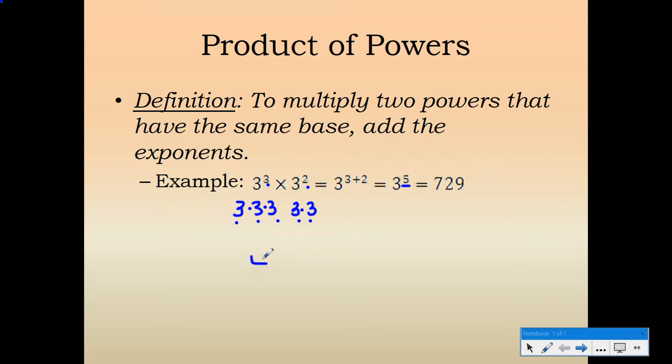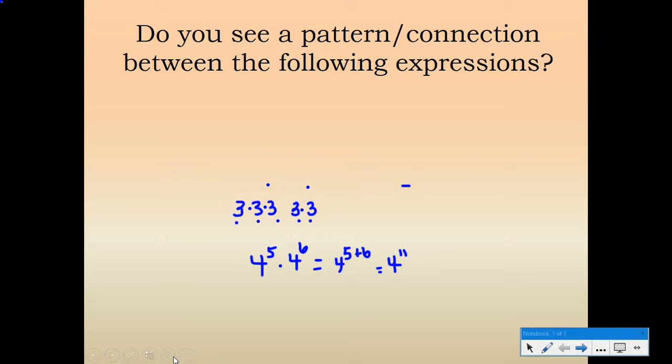For example, if I have 4 to the 5th power times 4 to the 6th power, I don't want to have to write out 5 4's and then 6 4's because that's going to take a lot of time. It's much faster to just say 5 plus 6 is 11, right? Because 11 4's, that takes a while. Okay? So same bases being multiplied, add the exponents.